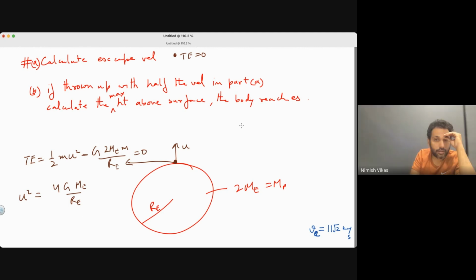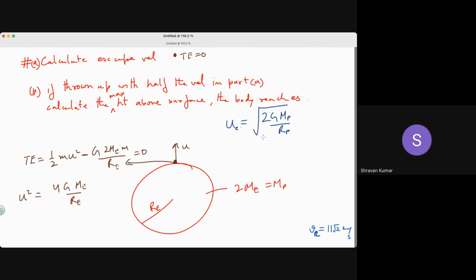Or you could have used the formula itself, that escape velocity is given by root of 2G times the mass of the planet divided by the radius of the planet. I would not recommend you to use the formula because formulas are hardly used anywhere. We just found it out, right? Is that clear?